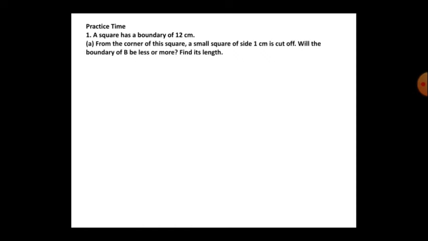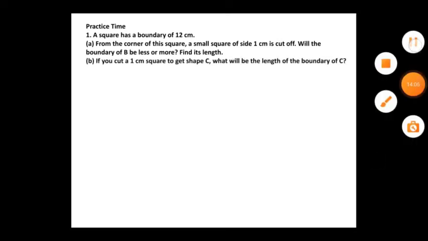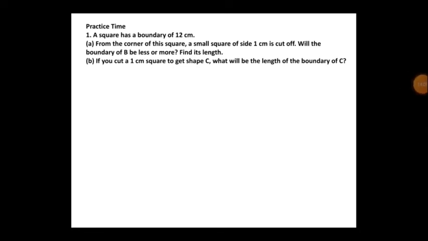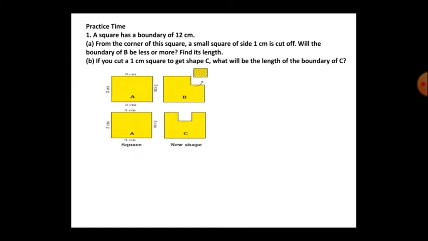Practice time. A square has a boundary of 12 centimeters. From the corner of the square, a small square of side 1 centimeter is cut off. Will the boundary of B be less or more? Find its length. In that square, 1 centimeter is cut off, so after that it will become figure B. If you cut a 1 centimeter square to get shape C, what will be the length of the boundary of C?